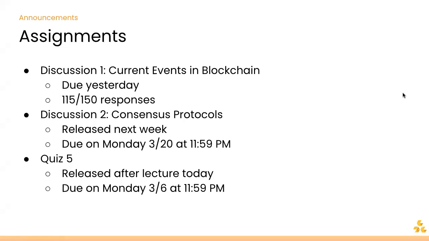So here are just some announcements on assignments so far. Yesterday, your discussion 1 was due. It was current events in blockchain, and we got 115 out of 150 responses, which is pretty great. Next week, we're going to release our discussion 2 on consensus protocols. So just be on the lookout for that. That's going to be due 2 weeks from next week. And then quiz 5, as always, is going to be released after lecture today and due next Monday, March 6th at 11:59 p.m.